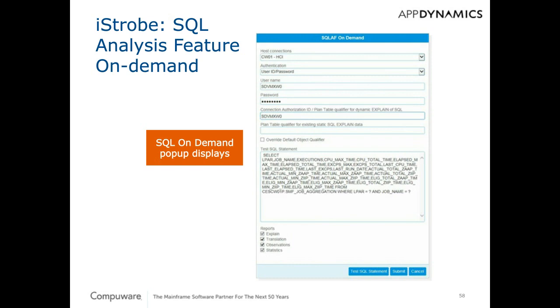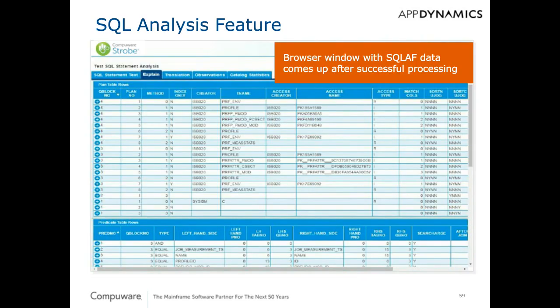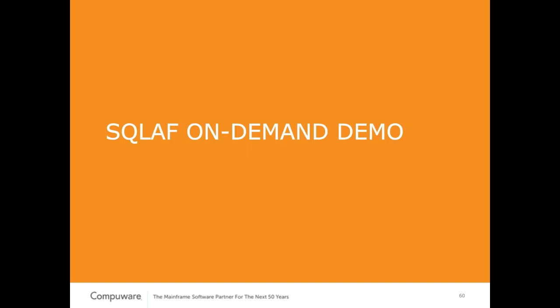And then when we hit test the SQL statement, we would come back with the access path in the explain. We get DB2 catalog information and a formatted SQL. Now I can't show you that in AppDynamics, but I can show you that in iStrobe. So let me choose one of our measurements that we've taken.